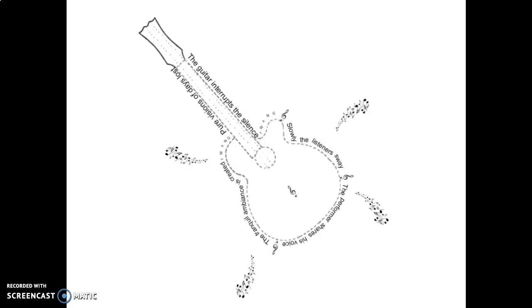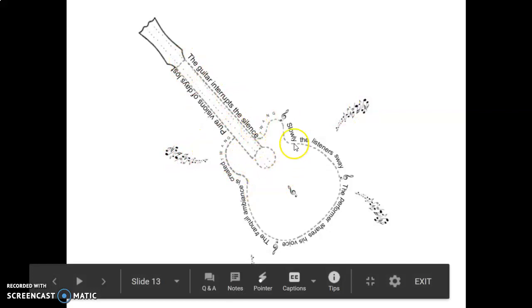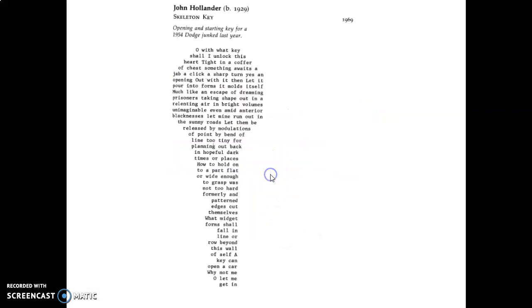Here's the guitar. I love this one. Again, it says, the guitar interrupts the silence. Slowly, the listeners sway. The performer shares his voice. The tranquil ambience is created, pure visions of days lost. It could also start with pure visions of day lost. And you can see that they also added the musical notes and also the lines to really drive the picture home. So don't be afraid to do that.